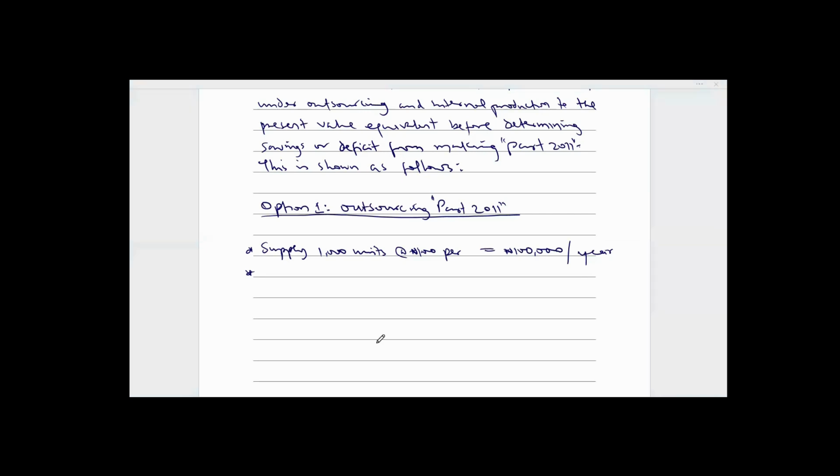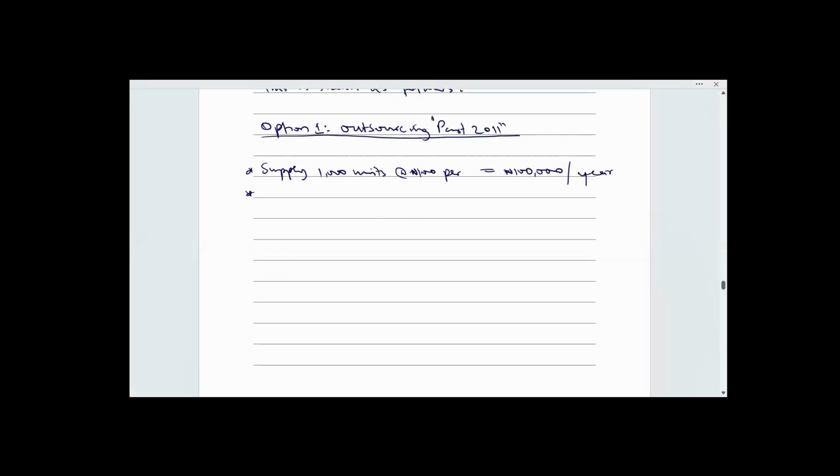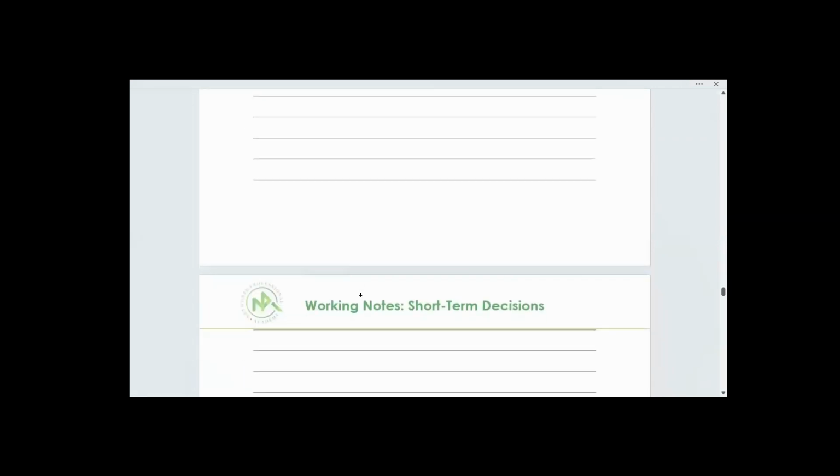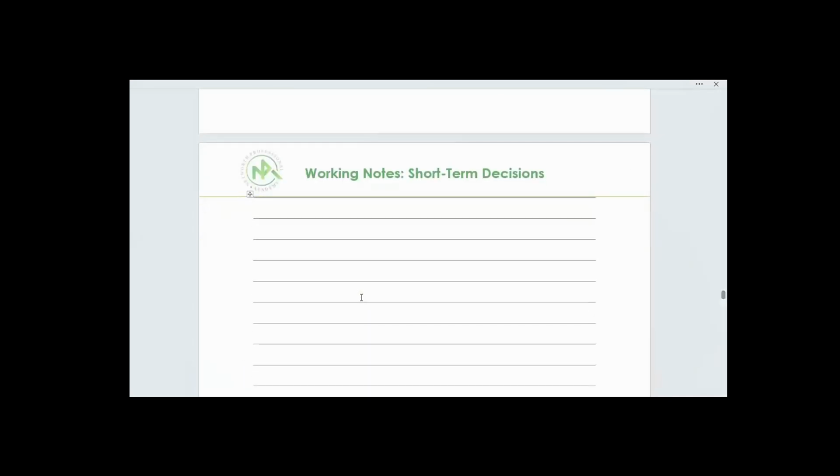Ayuba, the cost accountant, reports the following costs for manufacturing 1,000 units of part 2011. So if the company wants to manufacture part 2011, these are the costs that the company will incur. Let us create another line for option 2. Under option 2, this represents the option to make. The company wants to make it. So this is internal production.